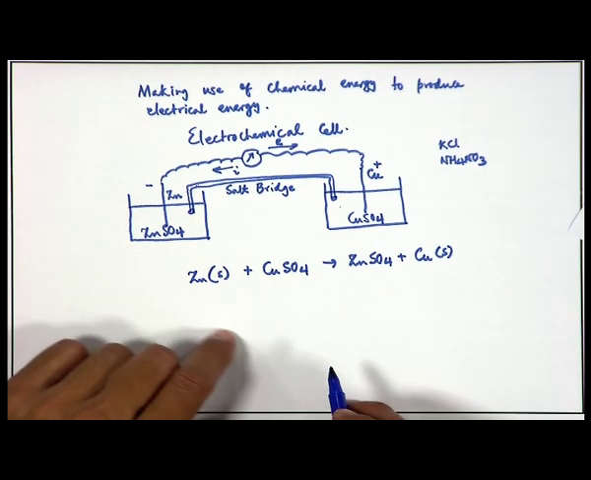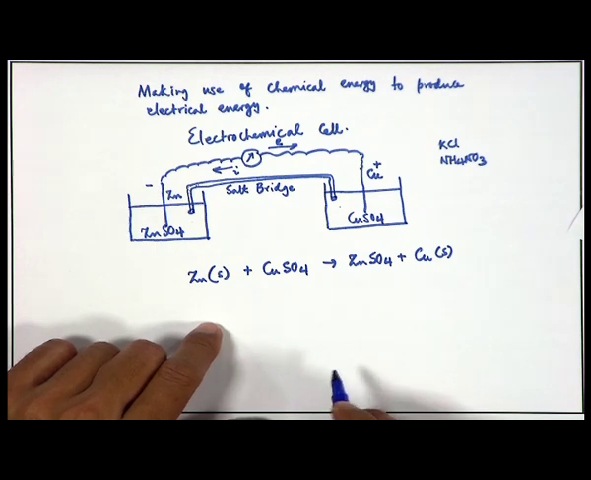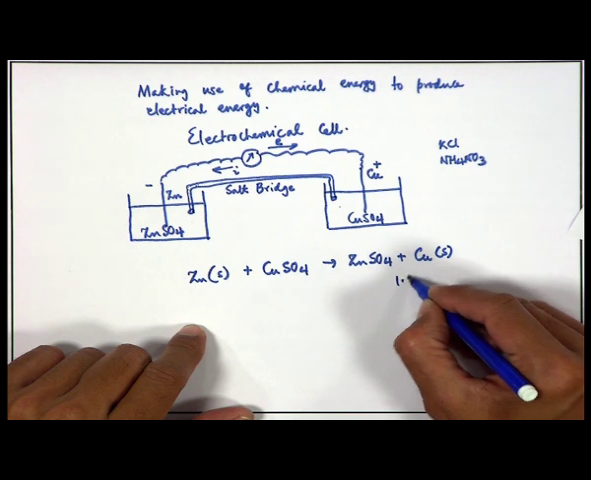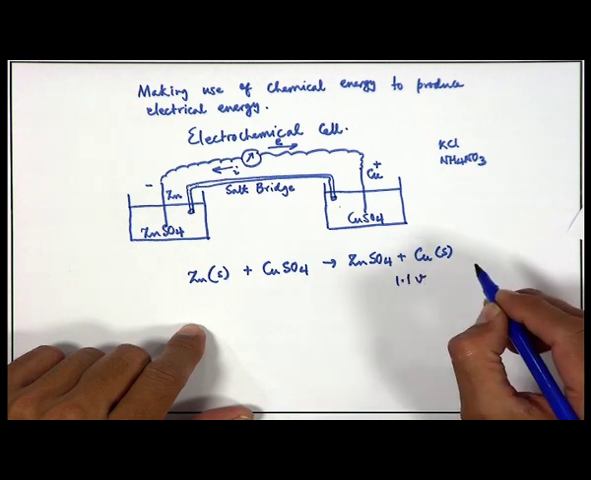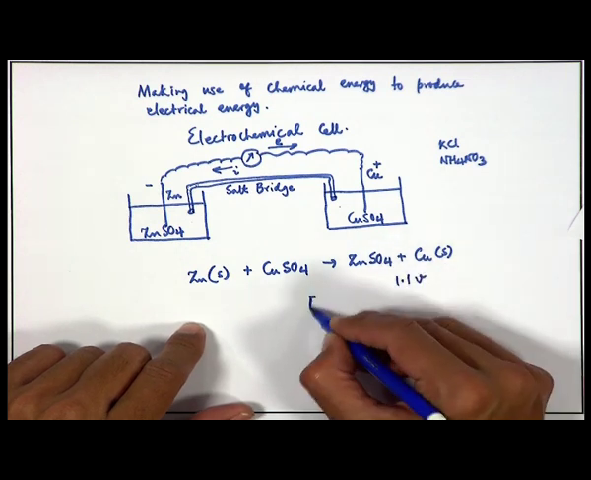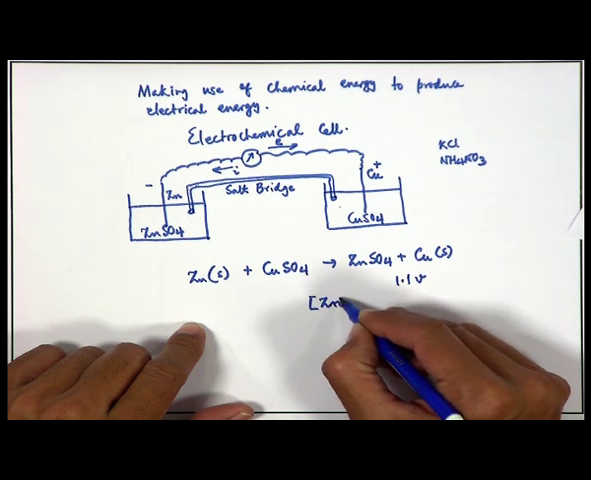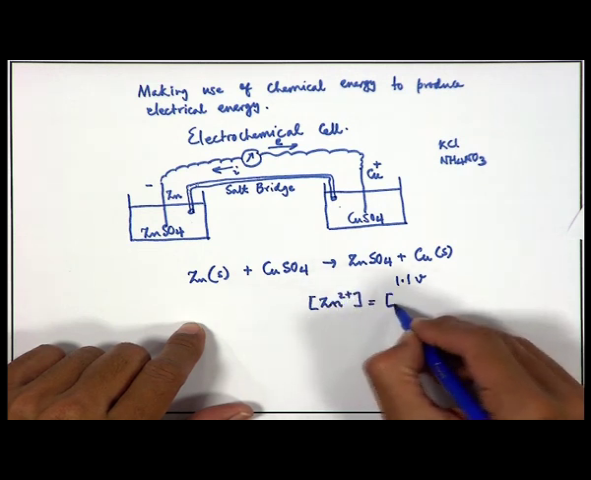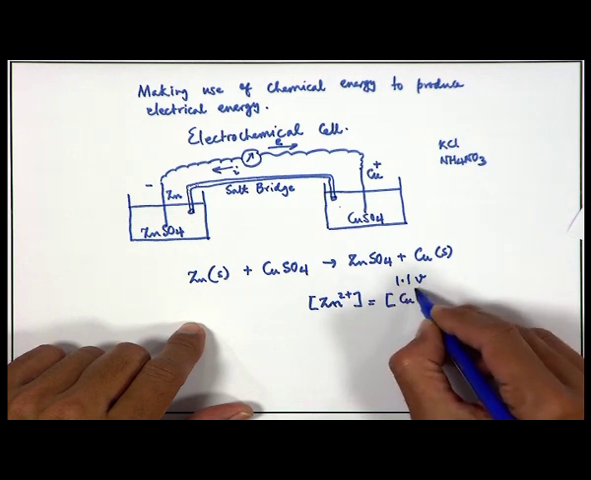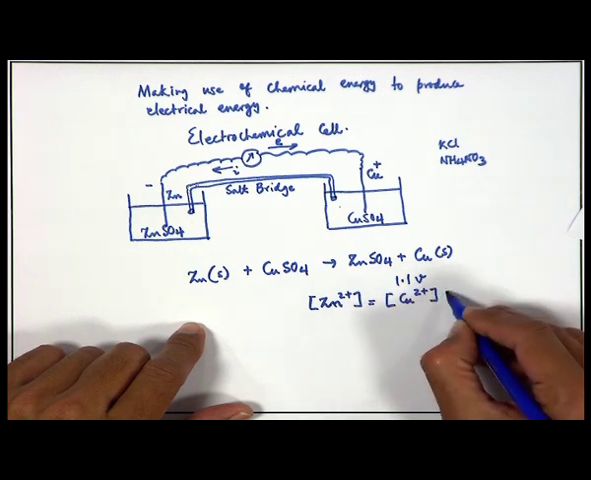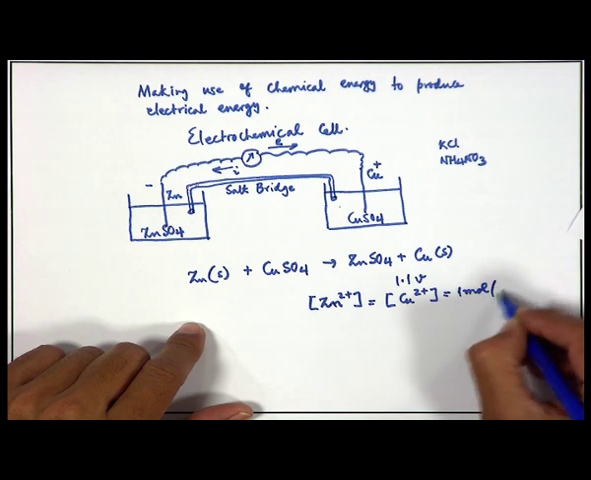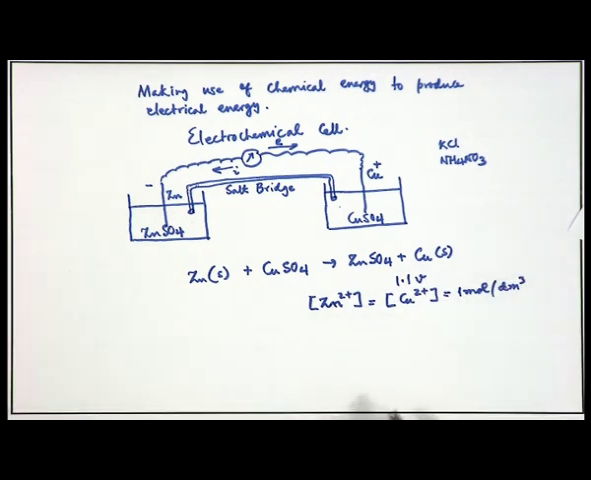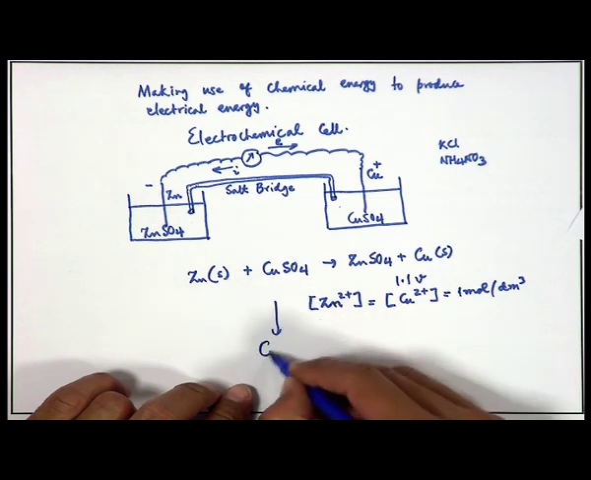Okay. So, the electrical potential difference found for this one is about 1.1 volt. For a concentration of 1 mole per dm cube (decimeter cube) of the ions, because it is very important that this number will depend on the concentration of these ions. So, it is called a galvanic or voltaic cell.